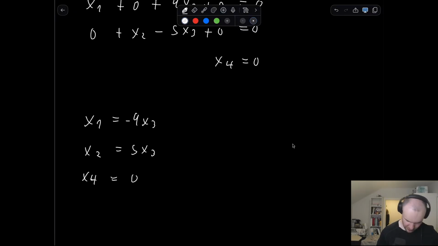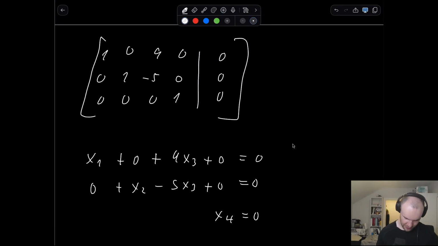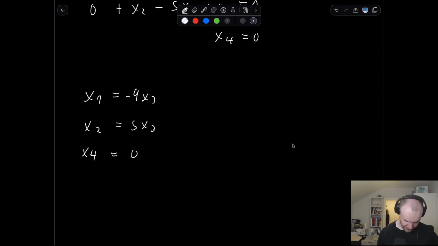Then you can see that x3 now is a free variable. Why is that? There's no pivot here. This is not a pivot column. This is, and this is. That means that x3 isn't bound to anything. If it isn't bound, it's free to choose.